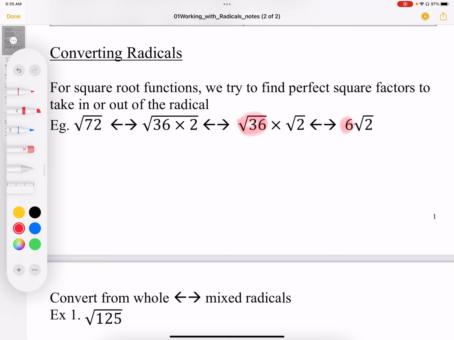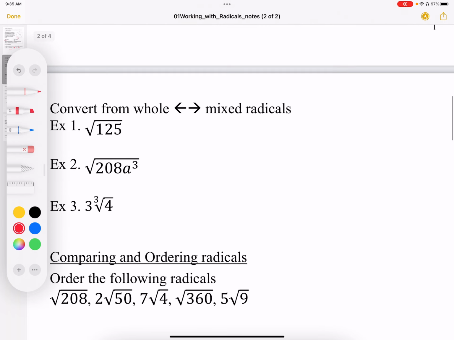So we're squaring this going into the square root. And once we have it in the square root, we can put those square roots together, and we end up with 36 times 2, and we get the whole radical of 72 going in this direction. So we can go from whole radical to a mixed radical, or mixed radical to whole radical.